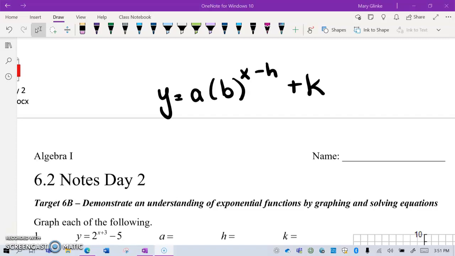Hello and welcome back to 6.2 Notes Day 2. We're going to be graphing exponential functions. Exponential functions look like something like this equation right here.